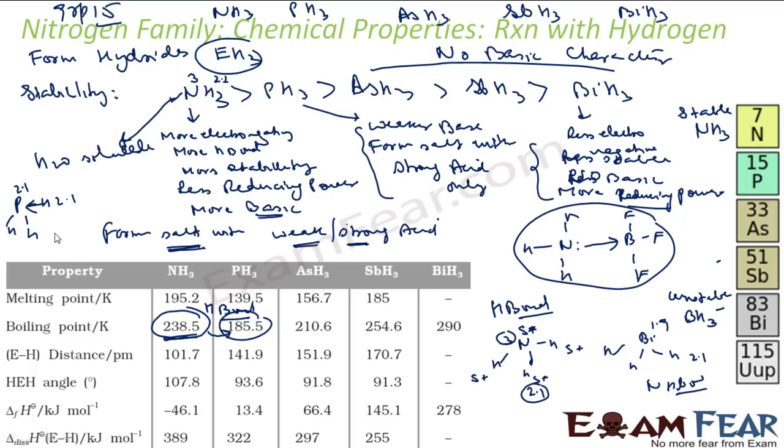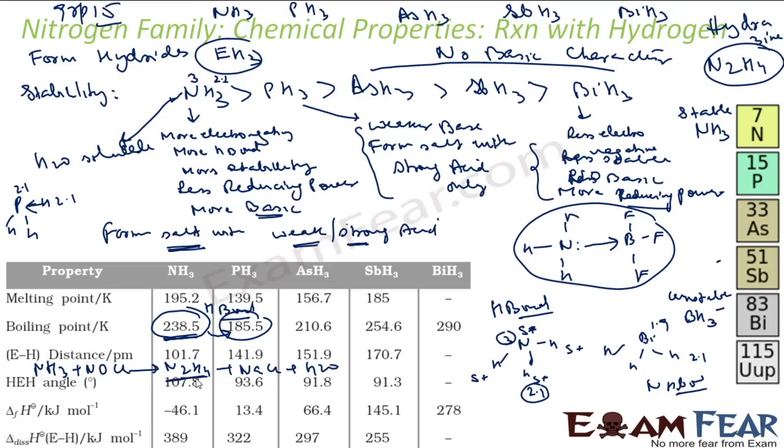Another important hydride of nitrogen is N2H4. It is called hydrazine. It is prepared by oxidizing ammonia with sodium hypochlorite in a dilute aqueous solution. If you want, I can write the reaction for this. Let me write here: NH3 plus NaOCl gives N2H4 plus NaCl and water. This is my hydrazine.